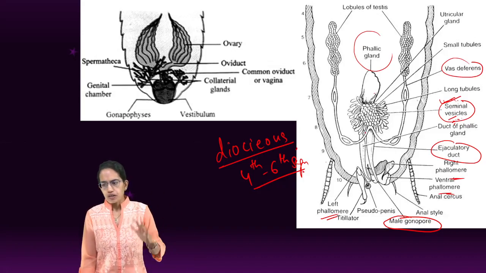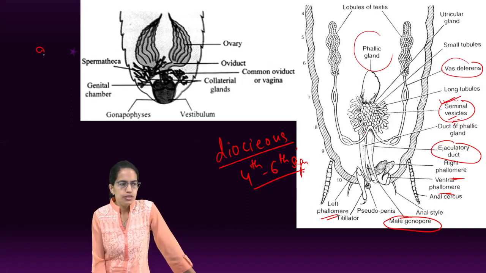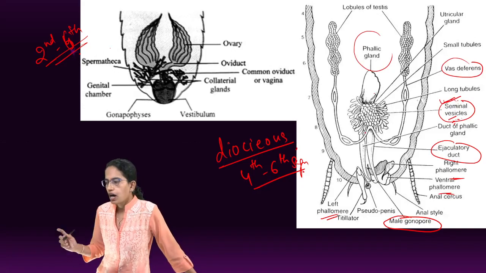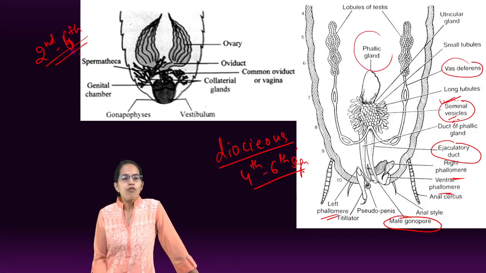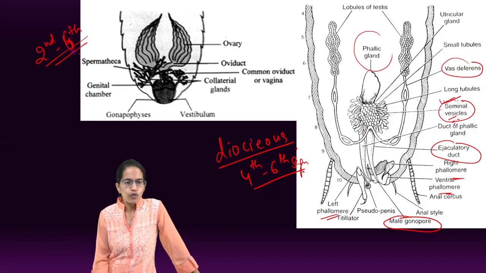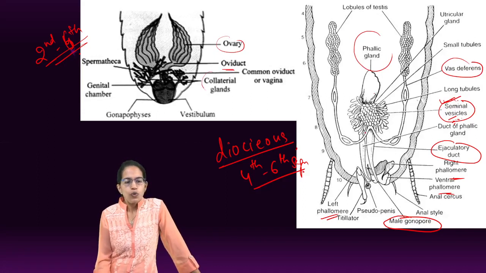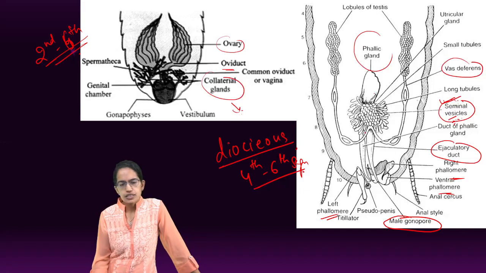Coming on to the female side. Now, female reproductive system is present on the 2nd and the 6th segment, and they are found again on the side of the abdomen. There are group of ovarian tubules which contain the ova, and here we can see this ovary is connected to the oviduct, and there are collateral glands. Now these collateral glands are a pair which lie closer to the ovary, and this is where the secretions form the ootheca or the egg case.